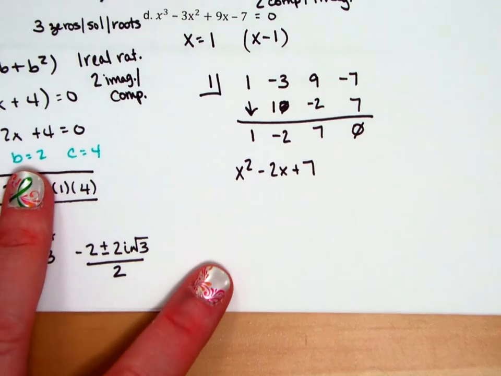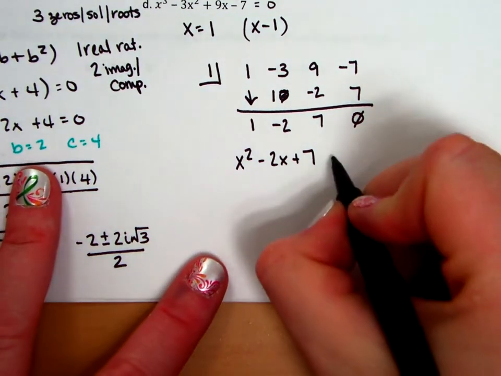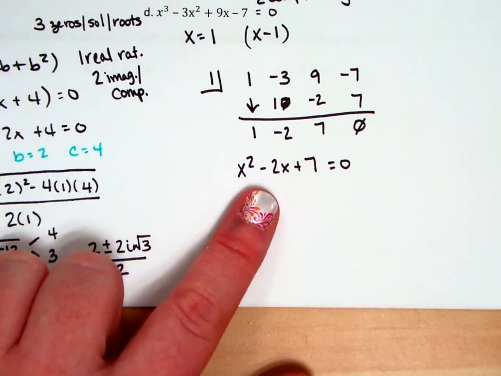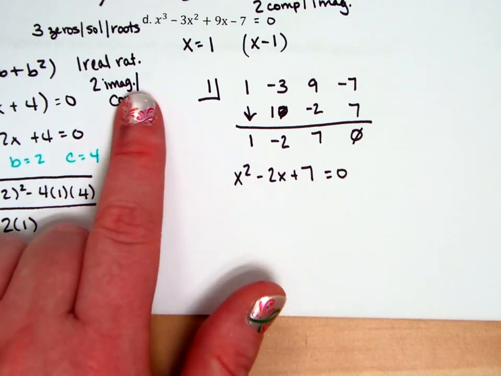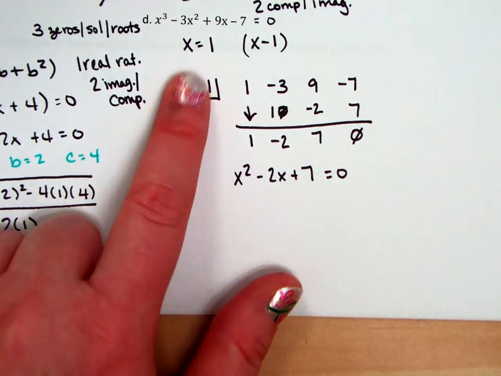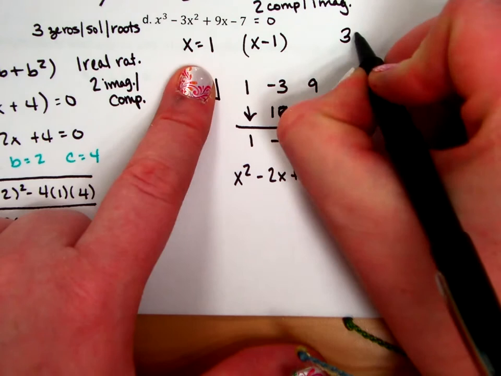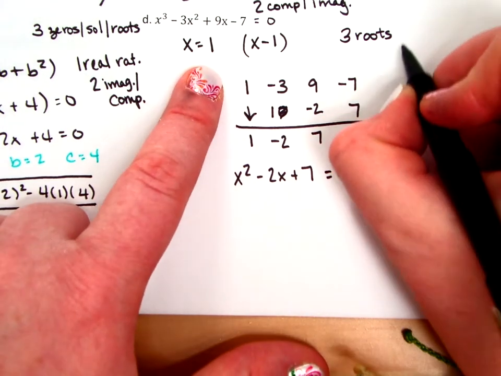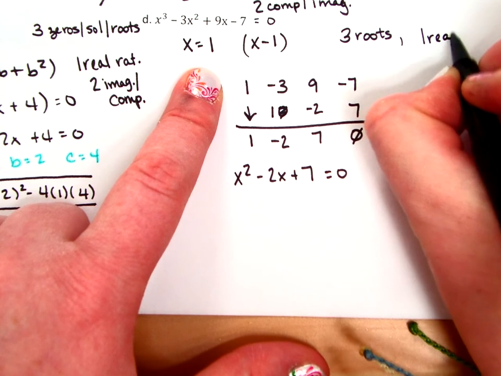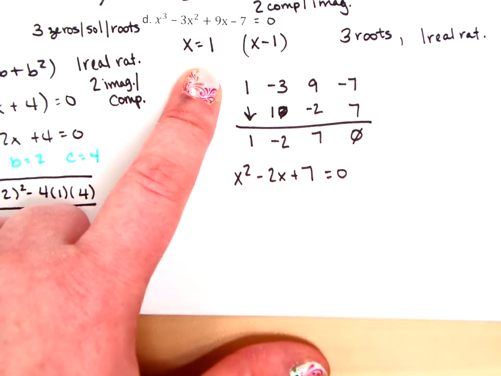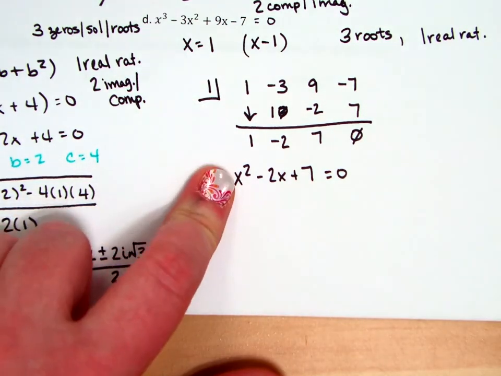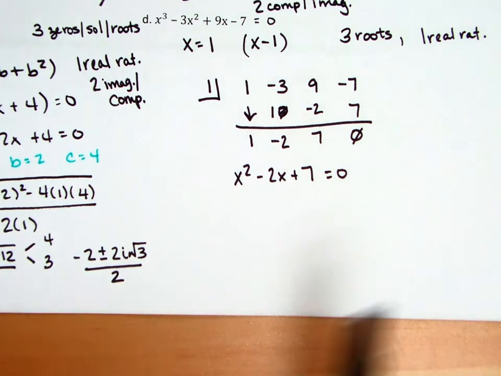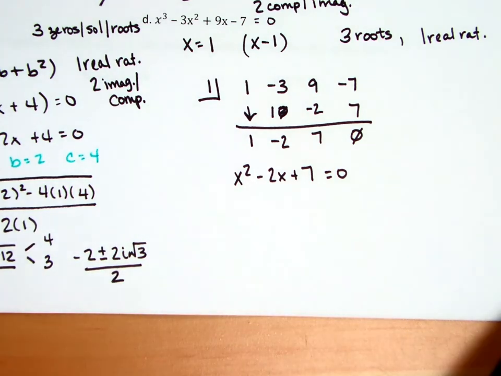And I'm like, okay, let's try solving this. This equals 0. And I look at it and I can't factor it. So now that I know that, I have one of my answers. I know I have to have 3 answers, so I have one of them. So I have 3 roots. I have 1 real rational. And then I need to find my other solutions. I can't factor this, so I have to do the quadratic formula.